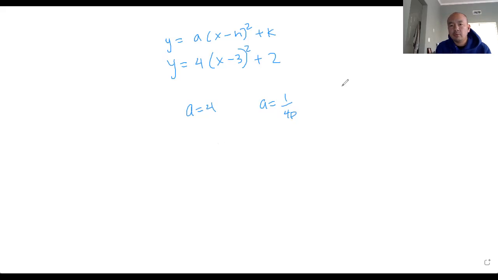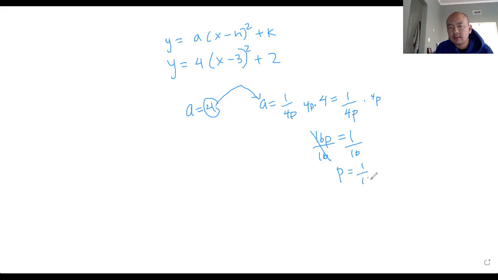So what we do is simply substitute the 4 for the a. So 4 is equal to 1 over 4p. Then multiply both sides by 4p, and it'll be 16p is equal to 1. You divide by 16, and so p is equal to 1/16. What is the vertex? The vertex here is h, which is 3. Since this is a plus, it stays positive, so it's just 2. So the vertex is 3, 2.